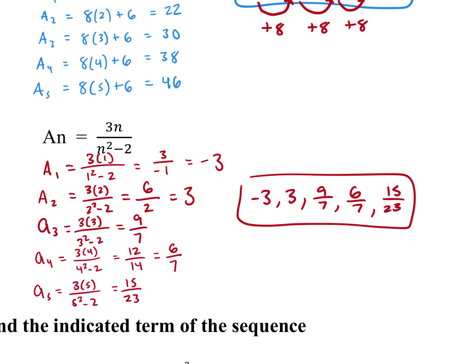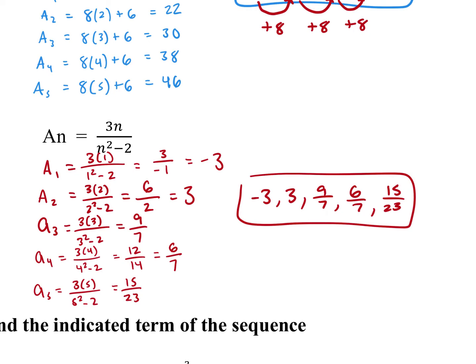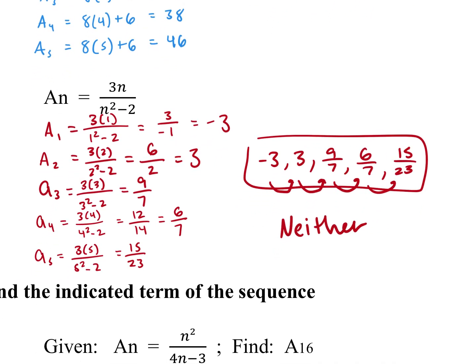What about for the second one? What type of sequence? Is it arithmetic or geometric? Am I multiplying by the same number each time? Or adding the same number each time? Nope, I'm not. So this would be neither. So it's neither arithmetic or geometric because it doesn't have a common difference or a common ratio.